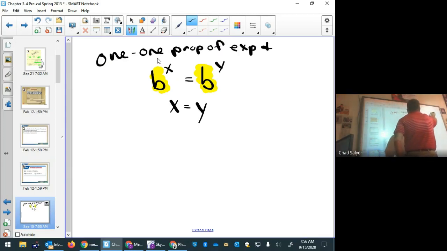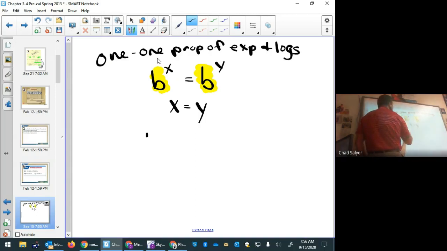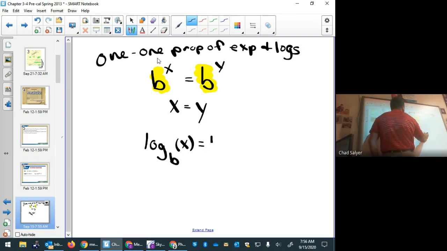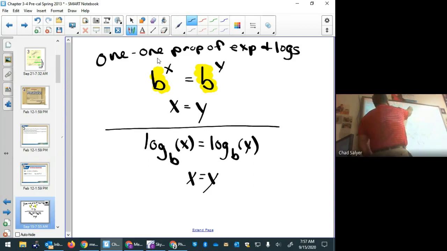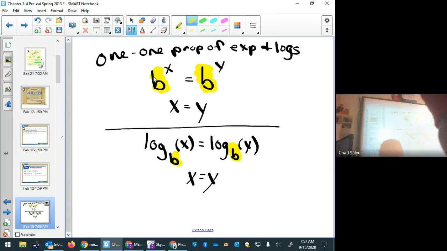exponentials and logs. So the log version of it looks like this. Log base b of x equal to log base b of y means also that x equals y. So those are the two. And again, it must be the case that it has the same base, and that base is a valid logarithmic base. Remember, that has to be positive and not equal to 1.